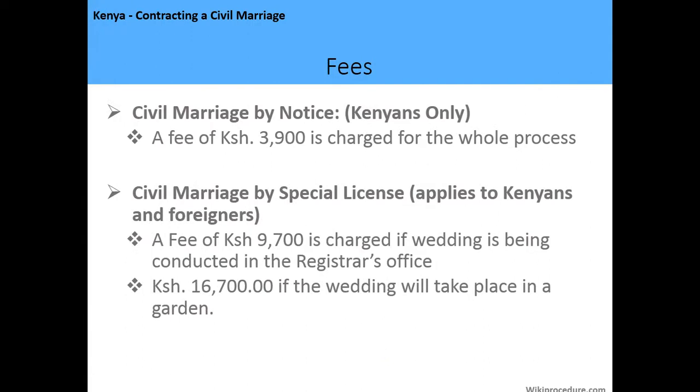So the fees are as follows. Civil marriage by notice. If you wait for the 21-day waiting period, you're supposed to pay 3,900 shillings. A marriage by special license applies to Kenyans and foreigners. 9,700 is charged if the wedding is going to be conducted at the registrar's office, but you will waive the 21-day waiting period. And a fee of 16,700 is charged if the wedding is going to take place in a garden or a hotel, and you want to waive the 21-day waiting period.